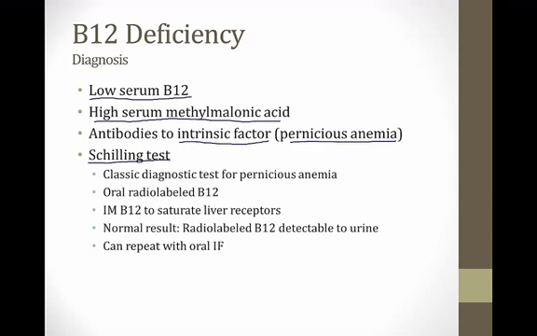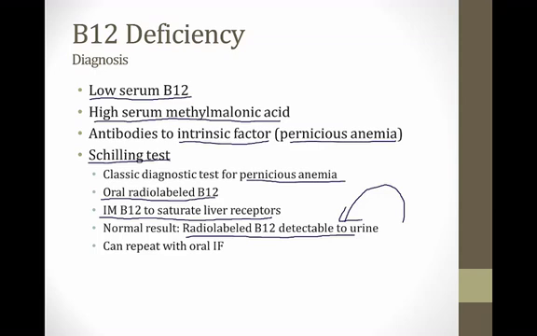This used to be the classic diagnostic test for pernicious anemia. In this test, patients are administered oral radio-labeled vitamin B12. In addition, they're given an intramuscular injection of B12 in order to saturate the liver receptors. As a result, if the patient is able to absorb the oral B12, the radio-labeled B12 will spill into the urine because the liver receptors are all saturated. So if you see radio-labeled vitamin B12 in the urine, that means the patient has the ability to absorb vitamin B12 by the Schilling test.